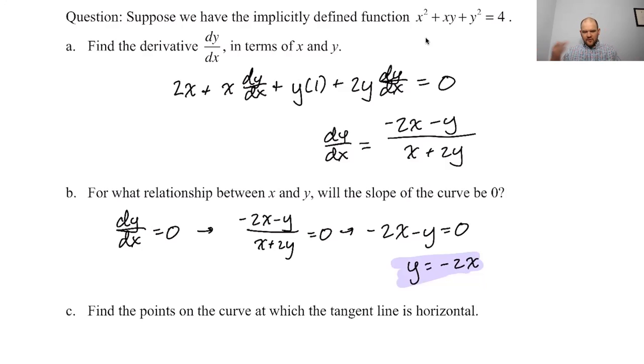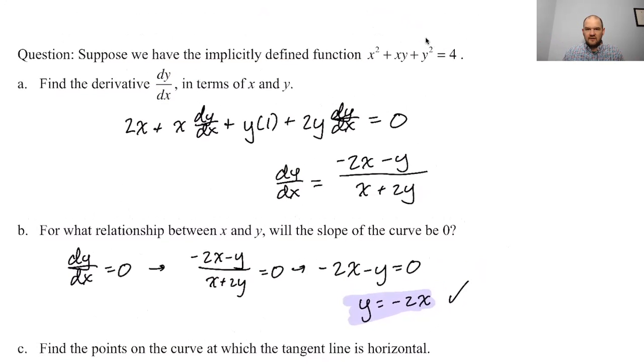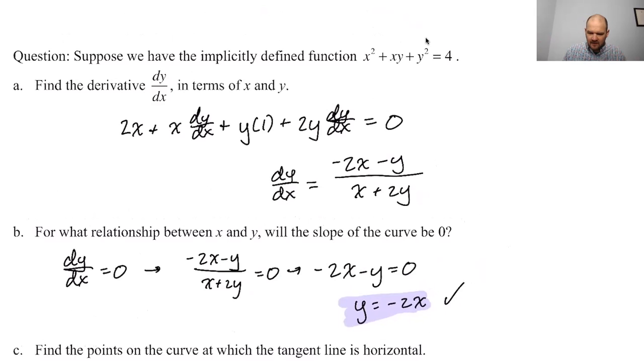So find all the points on the curve at which the tangent line is horizontal. I know that the tangent line will be horizontal when this relationship holds true. But that's a line, right? So there's an infinite number of points on that. What else do I know needs to be true? Well, if you look up at the top, I also know that this needs to be true. So I have two equations in two unknowns. I can probably solve this.